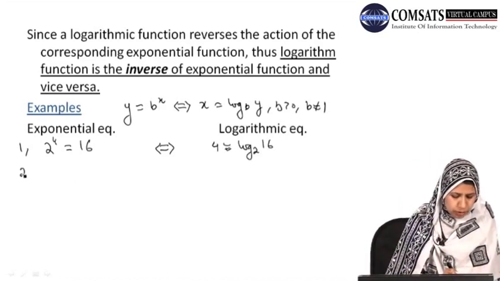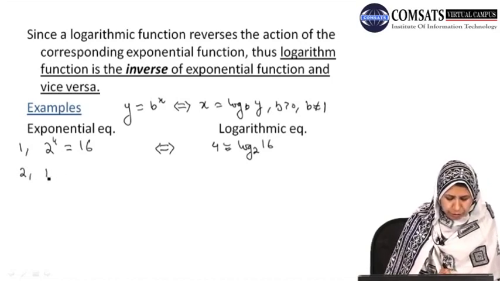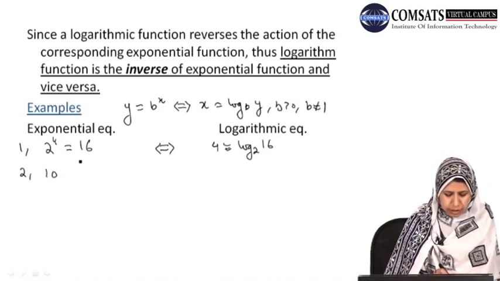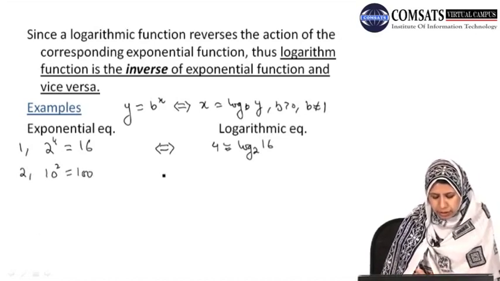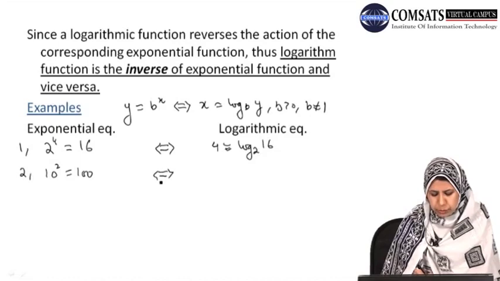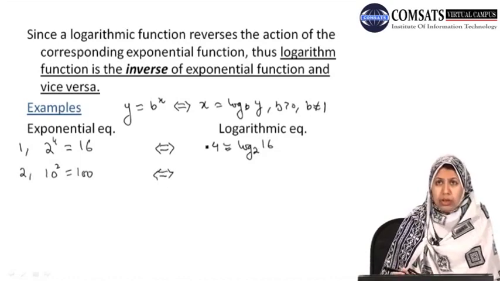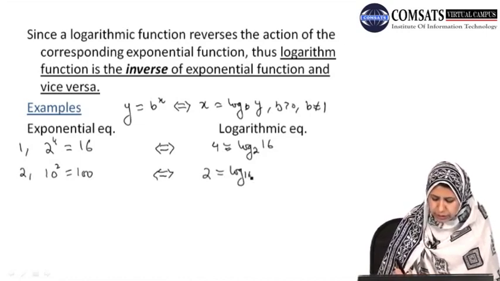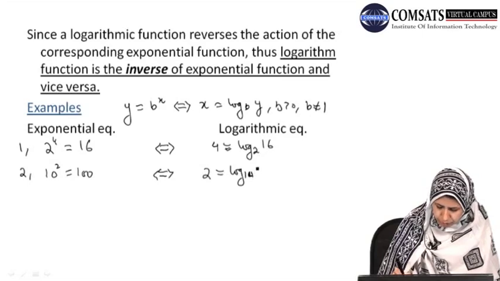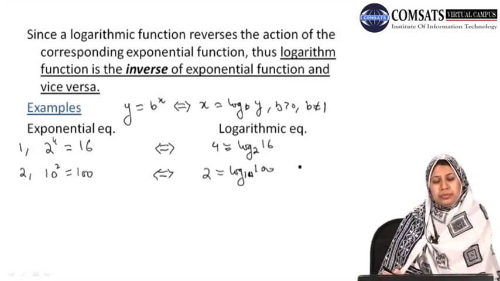Okay, one more example. If we have our exponential equation as 10 squared is equal to 100, then we can write this exponential equation in the log form as 2 is equal to log to the base 10 of 100.